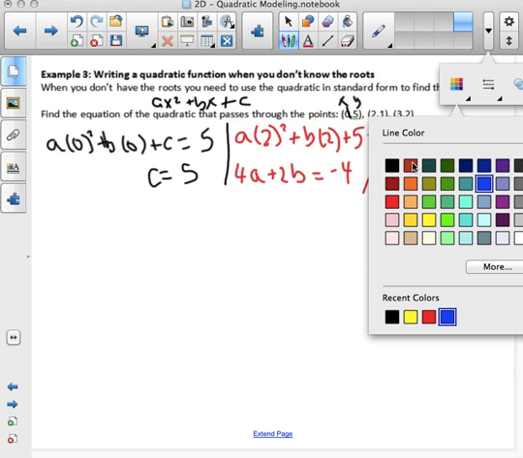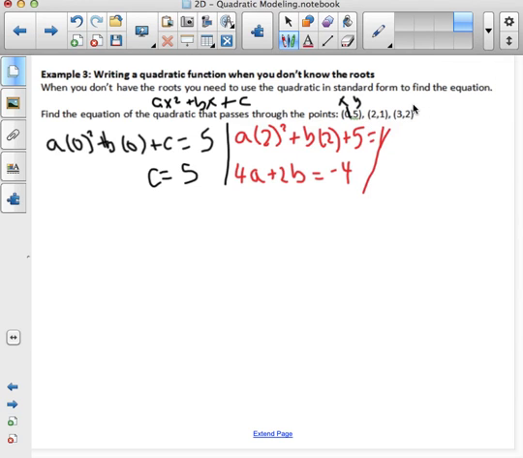All right, let me get another color now. And let's do the last point, right here, this (3, 2). We're going to do the same thing: a times 3 squared plus b times 3 plus c. Don't forget c is still 5, equals 2. All right, so a times 3 squared would be 9a, plus 3b. And now we're going to subtract the 5 to the other side, so that's going to equal -3.